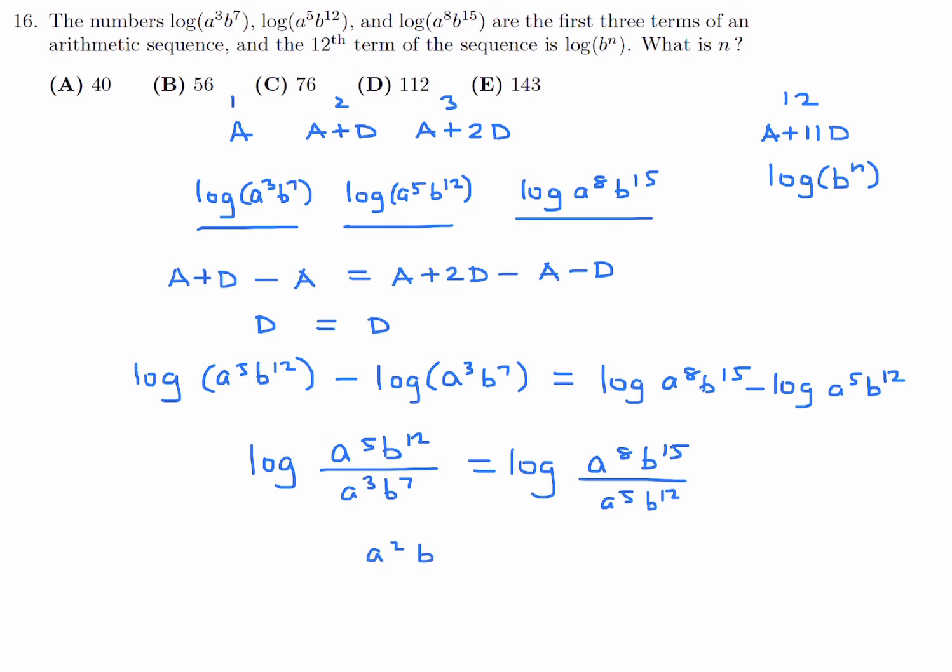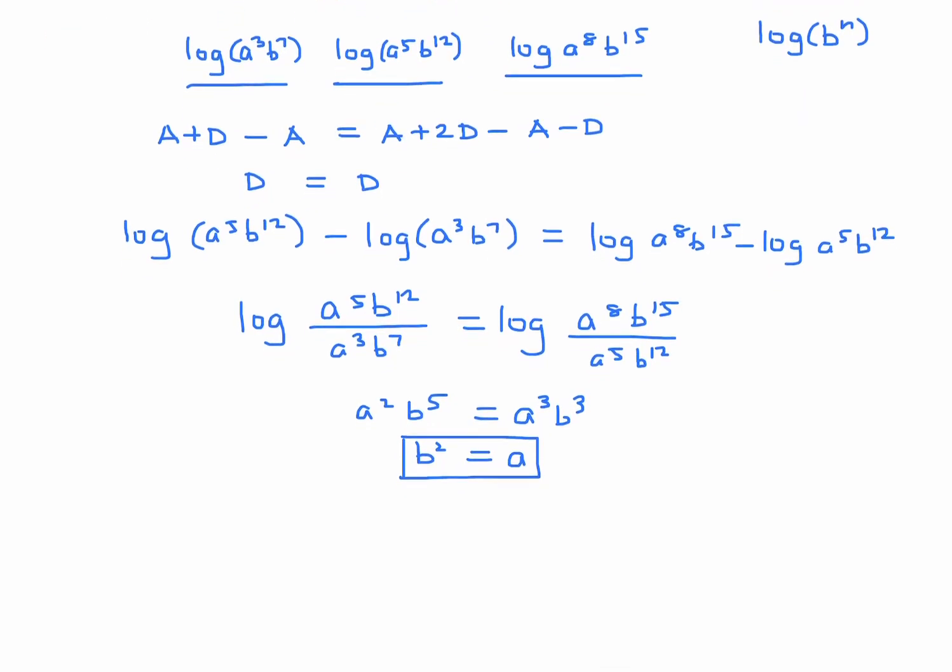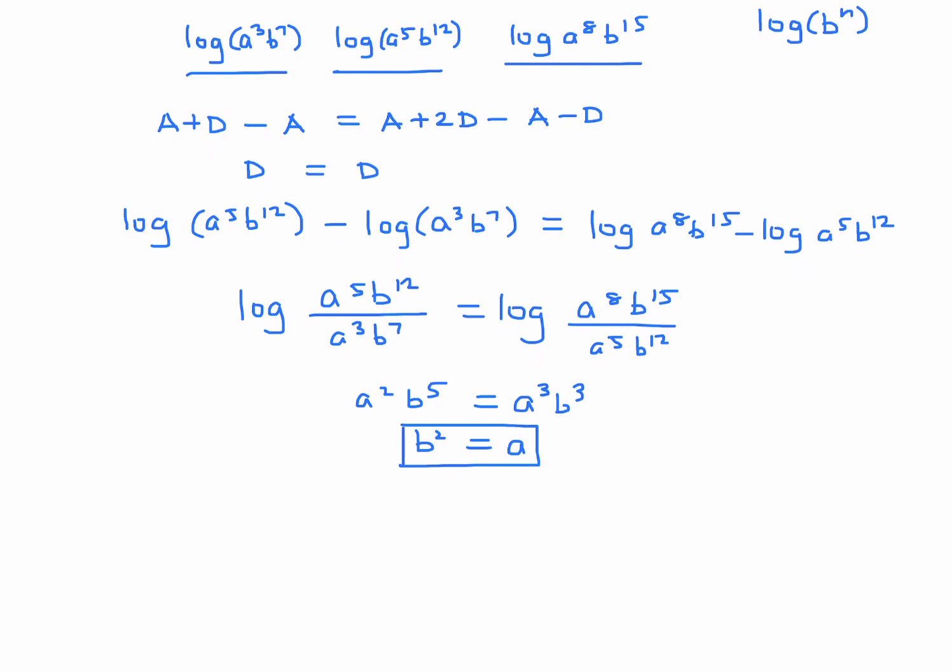a squared b^5, and this side is a^3 b^3. Divide both sides by a squared, and you're going to get just an a. Divide both sides by b to the power of 3, and this is going to be just b squared. So there we go. That's a very important relationship that we just got. Okay? That a is equal to b squared.